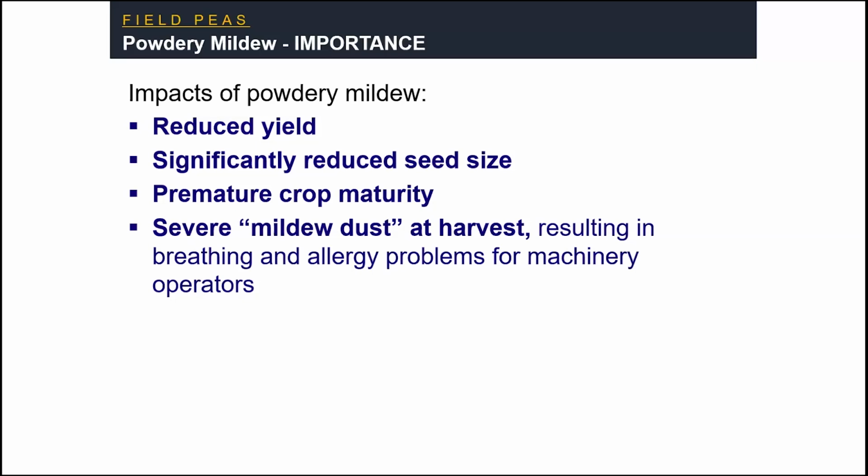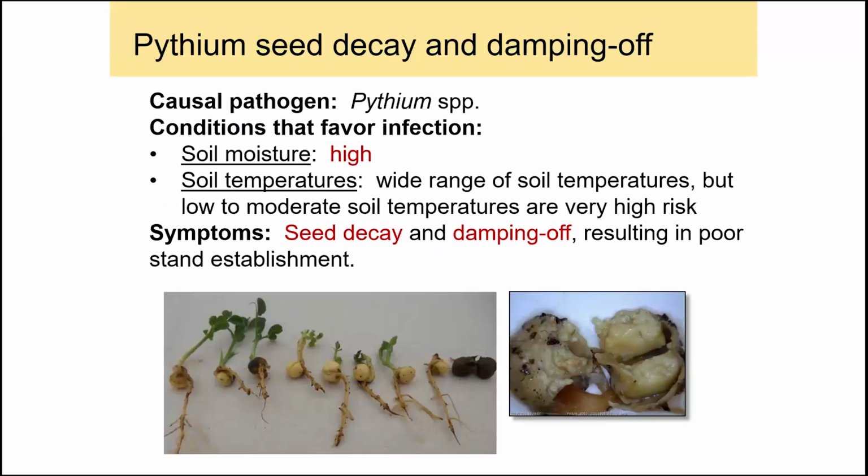So a few of these slides I got from a colleague. Impacts of powdery mildew is going to be reduced yield, significantly reduced seed size, premature crop maturity, severe mildew dust at harvest, which can be problematic for machine operators. So definitely powdery mildew, kind of keep it in mind.